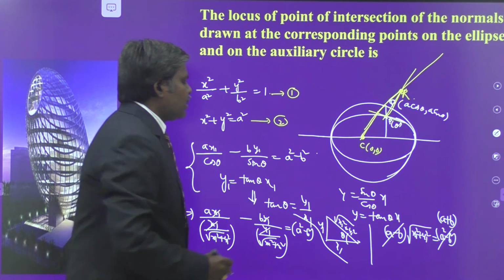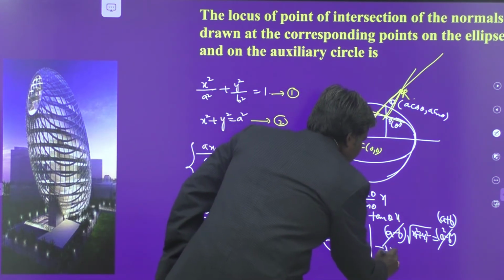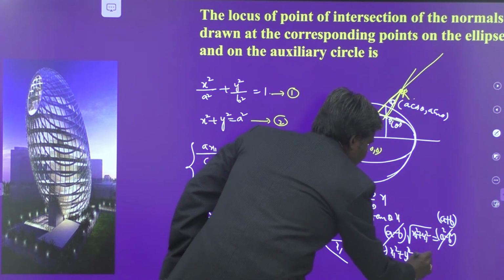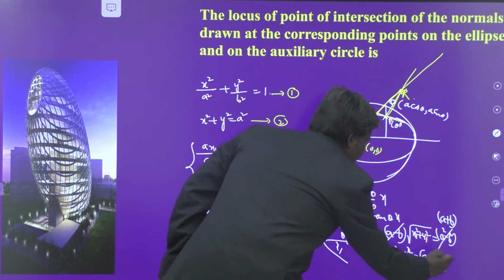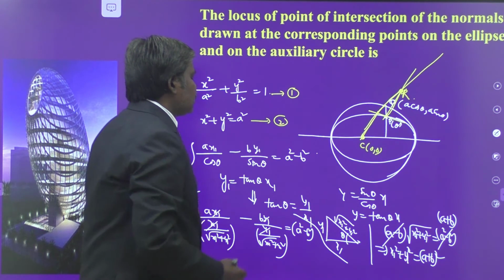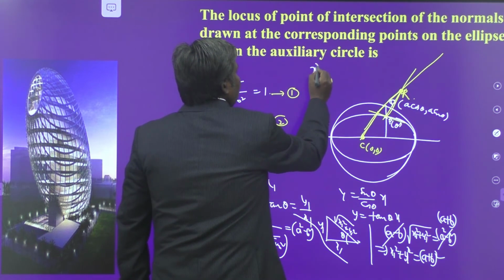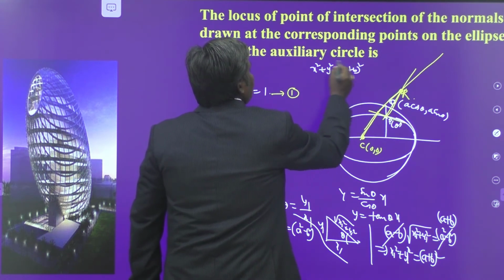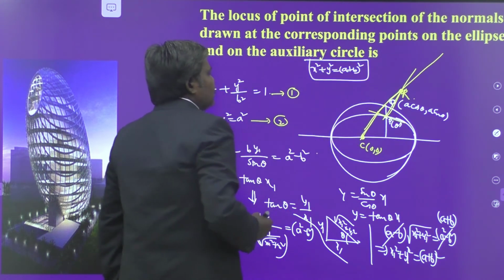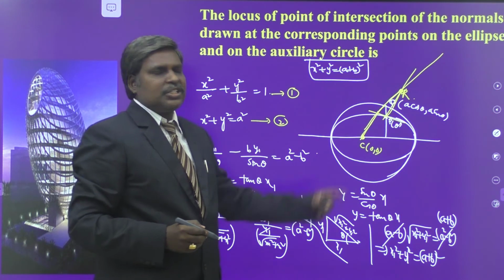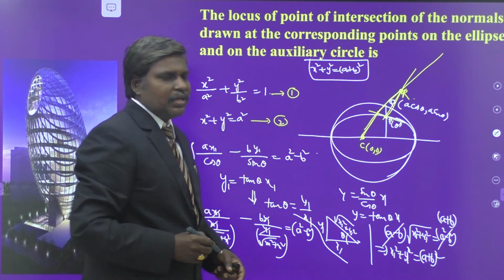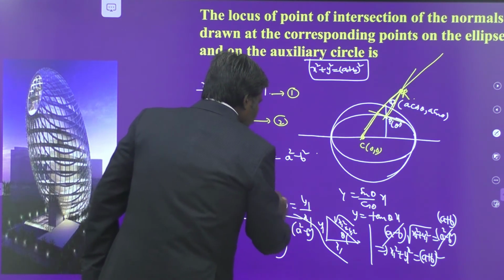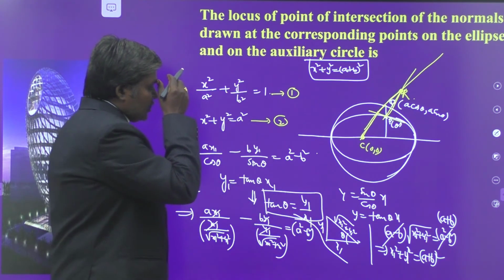That means by squaring it, what do we obtain? x1 square plus y1 square is equal to a plus b whole square. Therefore, the required locus is what, my dears? It is a circle. X square plus y square equal to a plus b whole square. So this is a circle of radius a plus b.